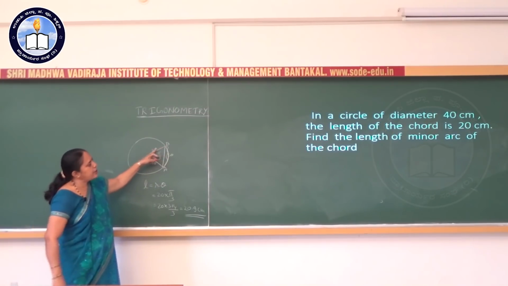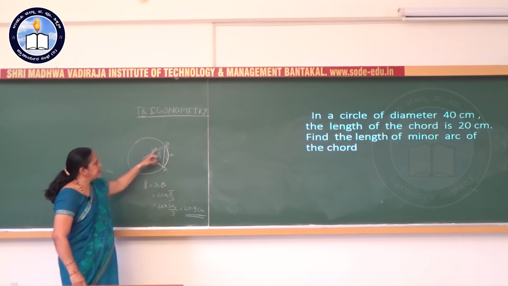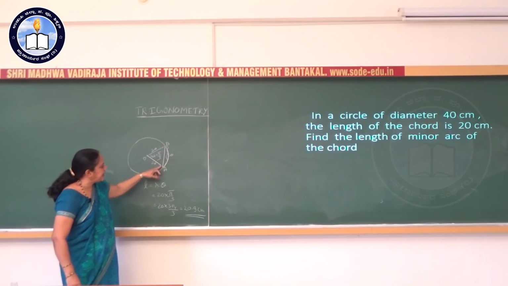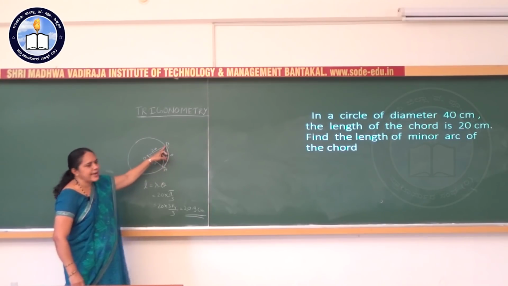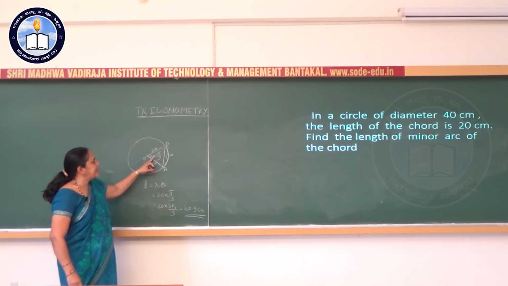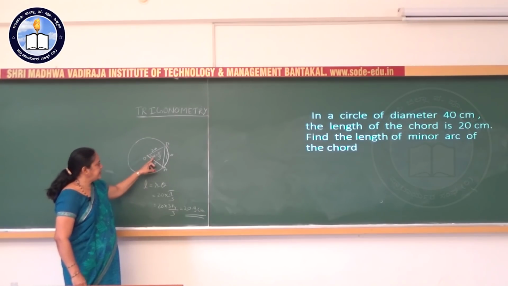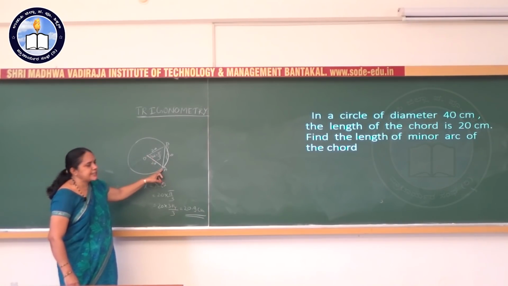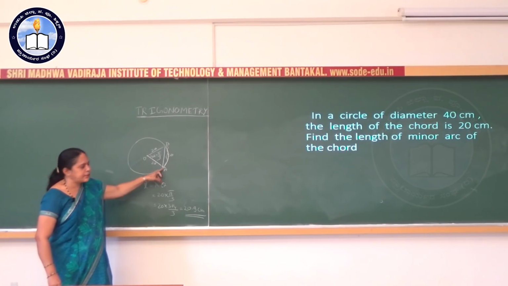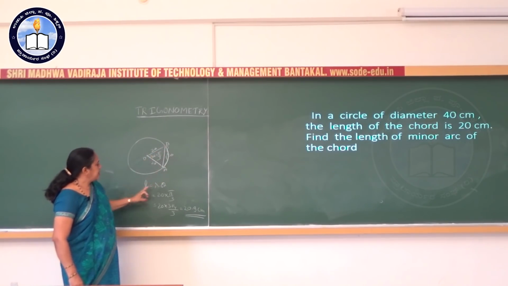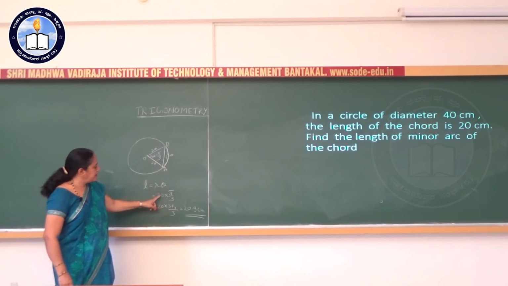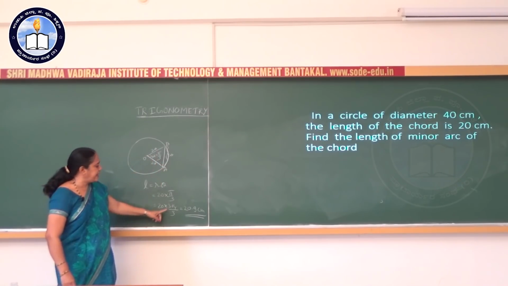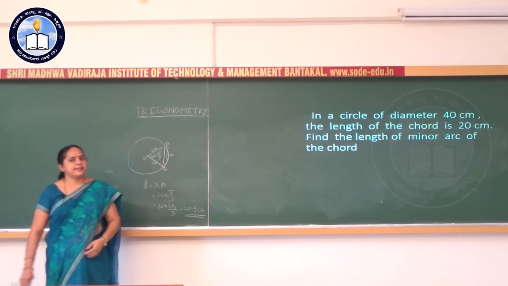Given circle of diameter 40 centimeter, so radius 20 centimeter, given the length of the chord is 20 centimeter, so it is an equilateral triangle. So the central angle is 60 degrees. So theta is equal to 60 degrees and radius of the circle is 20 centimeter. Therefore, length of the arc AB is equal to R into theta. We know radius of the circle is 20 into theta is pi by 3. Answer 20.9 centimeter.